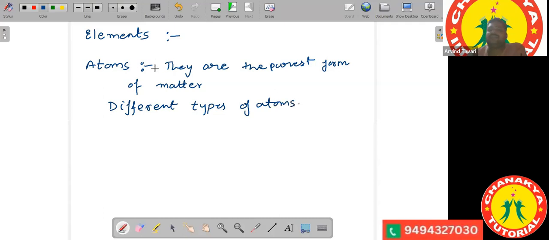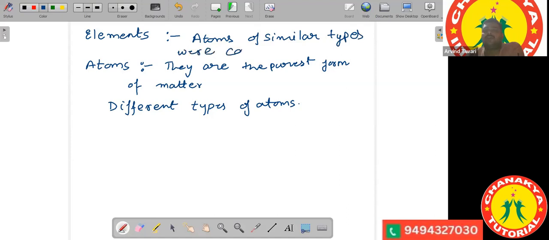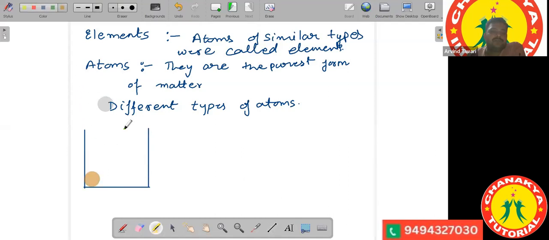So what were elements then? These were atoms of similar type. Atoms of similar types were called elements. For example, let's say here you have different types of atoms. I make here different types of atom. Let's see. Okay, let this be one.